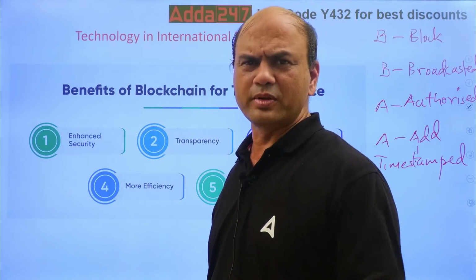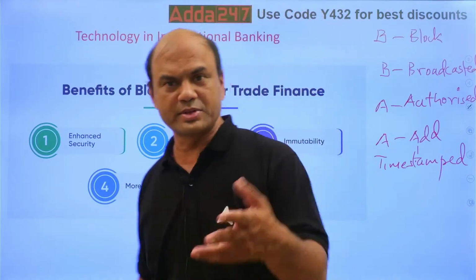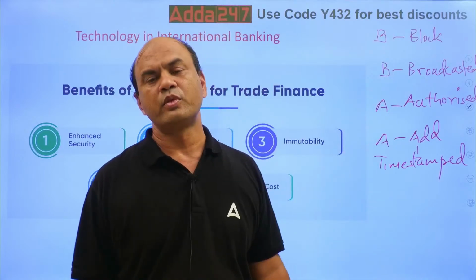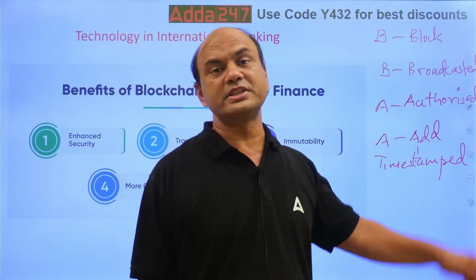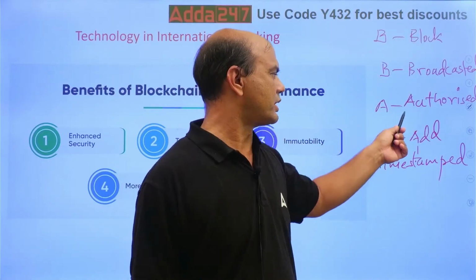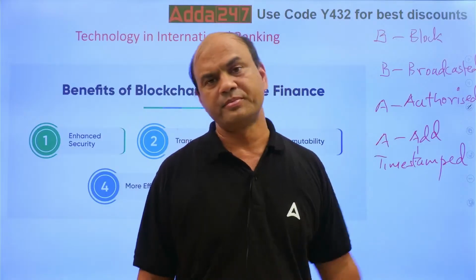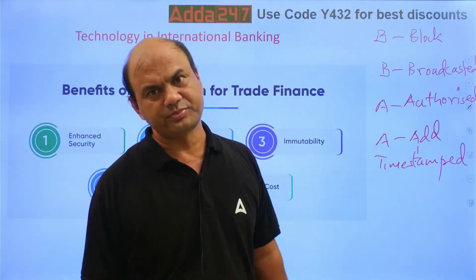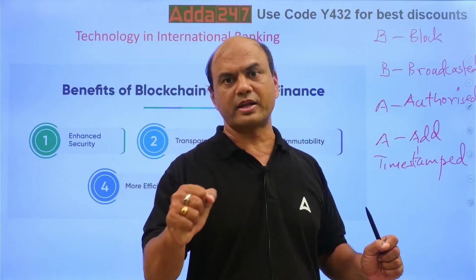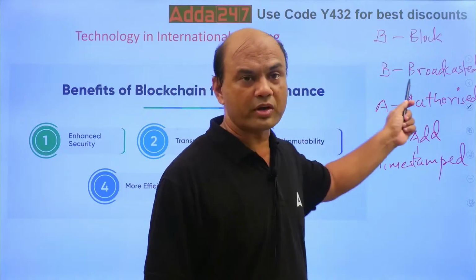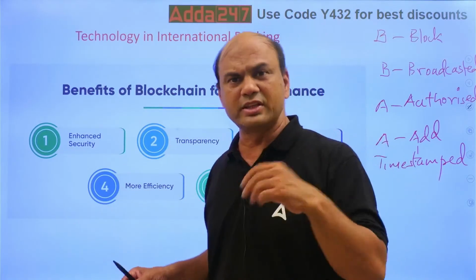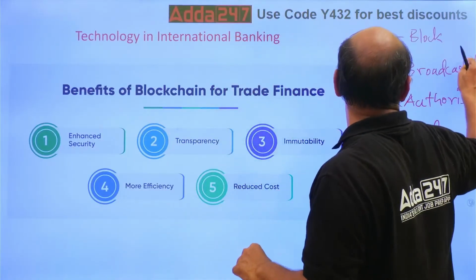Do you know what blockchain is? How does it work? Let me show you. Blockchain works on the BBAA system. What is the BBAA system? First is block, then broadcast, then authorize, and then add. These are the 4 steps. Anything new comes in, first block this. Hold it. Then broadcast. Broadcast means tell each element, all these elements.